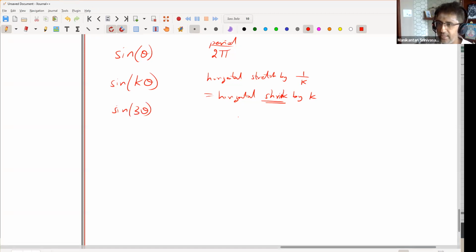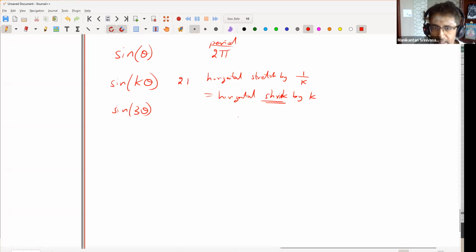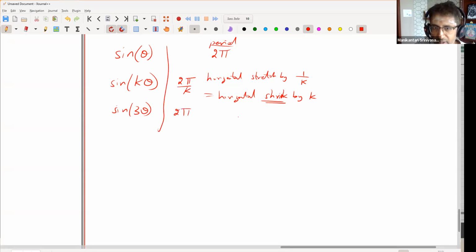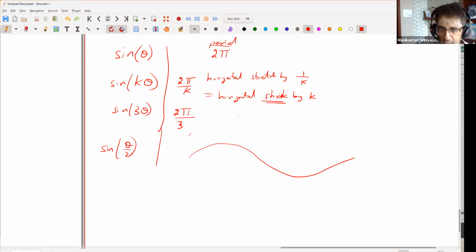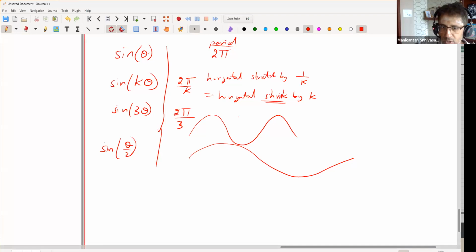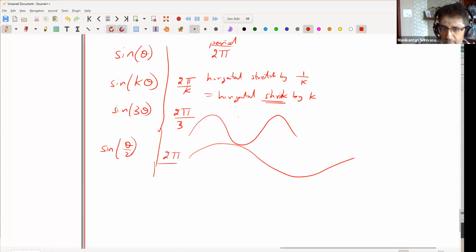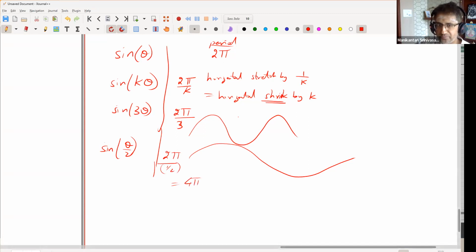The amplitude will be the same, but the period will be 2 pi by 3. So in other words, the period for sine of k theta will be 2 pi by k. In this example, it will be 2 pi by 3. And likewise, reverse. So if I have sine of theta by 2, it will be a slow moving function. If sine theta is like this, sine theta by 2 will have a period of 2 pi divided by half, which will be 4 pi.